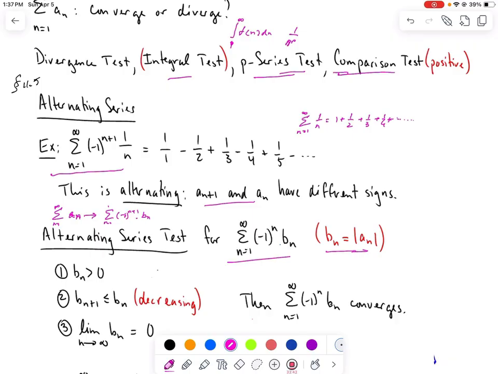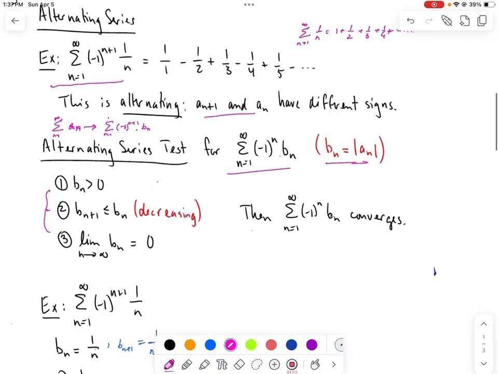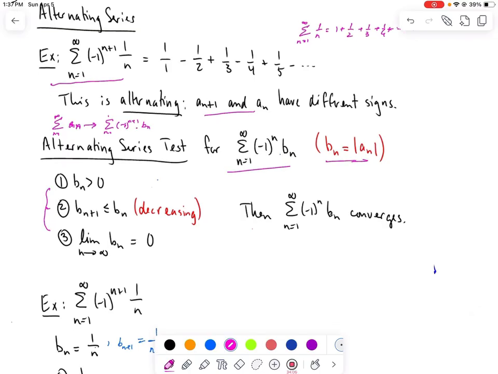So what is the alternating series test? We have to check three conditions. If these conditions are satisfied, then we say that the alternating series converges. The first one is that b_n must be greater than 0, not equal to and not less than. Each term in the series, the absolute value term, must be positive; absolute value is always nonnegative, but it shouldn't be 0.